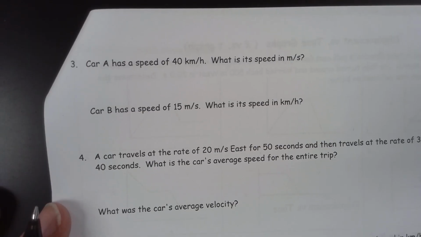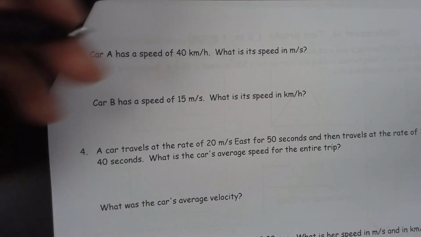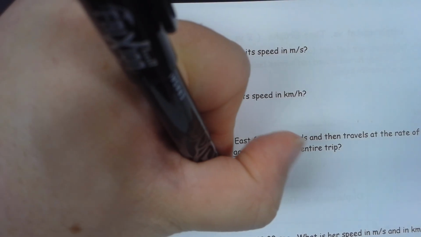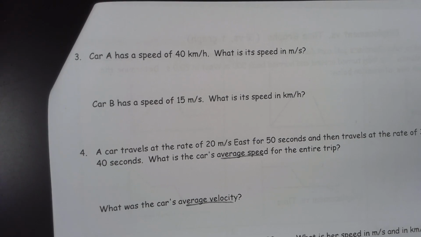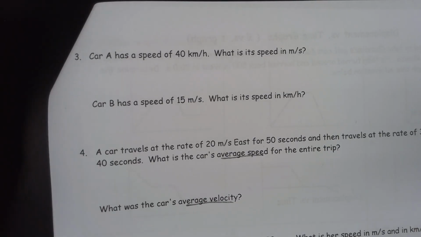I wanted to do number 4 because this is very important for calculating average speeds or average velocities. When you calculate the average speed or the average velocity, it's not just the average of two speeds. If I'm going 60 miles an hour and 2 miles an hour, the average isn't always going to be 31. It could be 31, but it doesn't have to be. Let me give you an example.